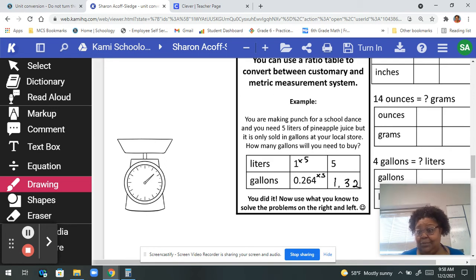So if I'm going to the store, I'm going to have to buy 2 whole gallons, and I'm going to use only a third of one of my gallons. So it's not going to be exact, but pineapple juice is good, so that's okay.